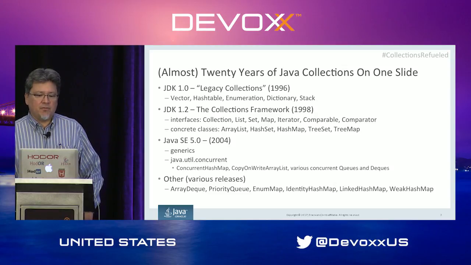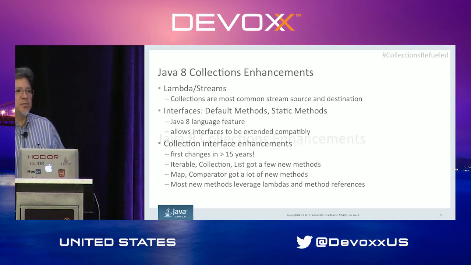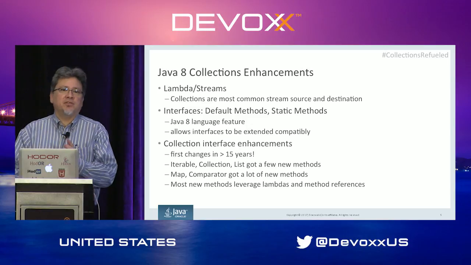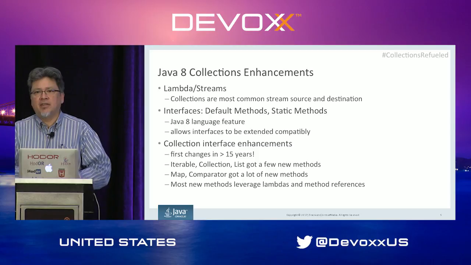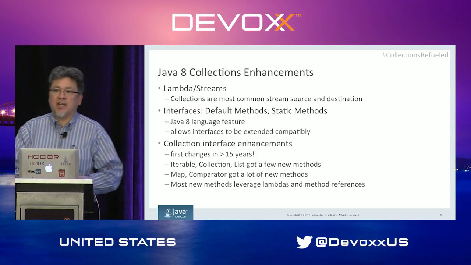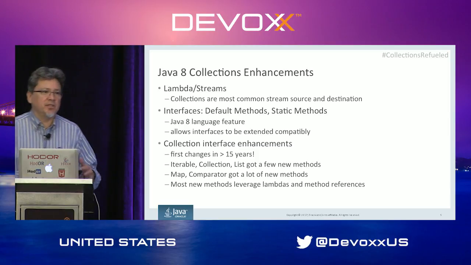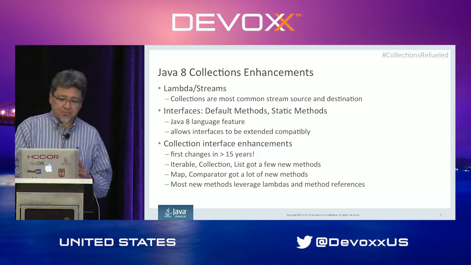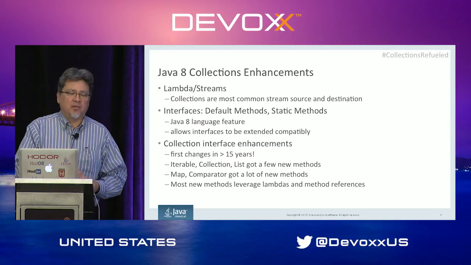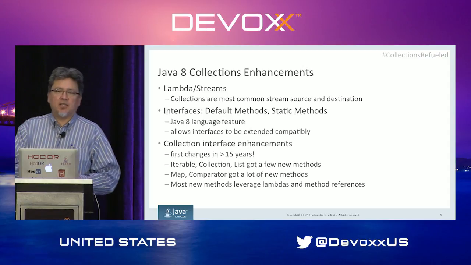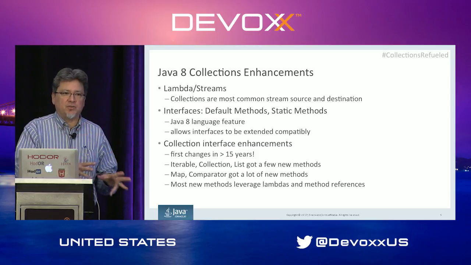All right, so Java 8 collections enhancements. I think most people are aware that the big features of Java 8 were lambdas, added to the programming language, and the Streams API, added to the core libraries. Really interesting features, really useful. I hope everybody's using them. But backing them up are some additional language features. In particular, interfaces can now have default methods and static methods. So that's an interesting language feature.